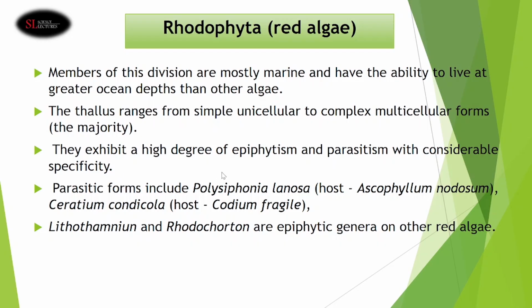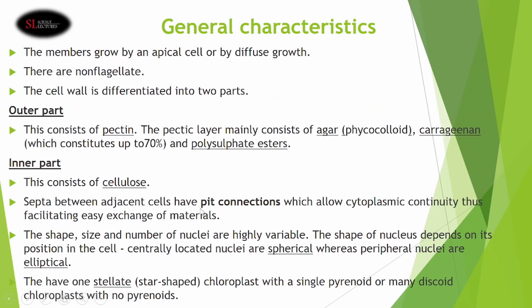Examples of the parasitic forms include Polysiphonia lanosa, whose host is Ascophyllum nodosum, then Choreocolax, whose host is Codium fragile. Lithothamnion and Rhodochorton are some of the epiphytic genera of red algae. What are some of the characteristics? Number one, the members grow by either an apical cell or by diffuse growth. We shall discuss more of this when we look at reproduction.